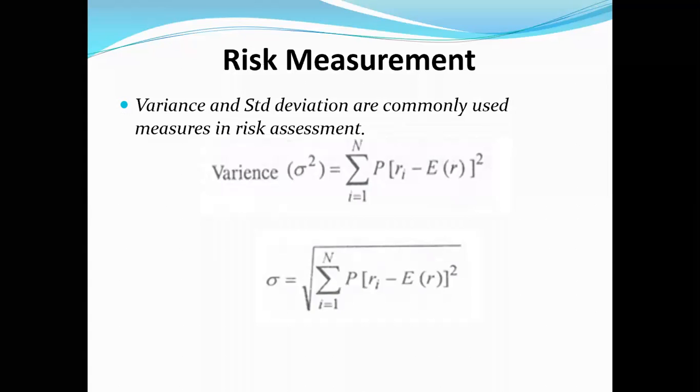I repeat once again, for historical deviation there is no probability, and in the denominator we have n minus 1. For the probability distribution, or for estimating standard deviation for the future, there is always a probability and there is no denominator, that is, there is no n minus 1. So these two things you have to keep in mind.